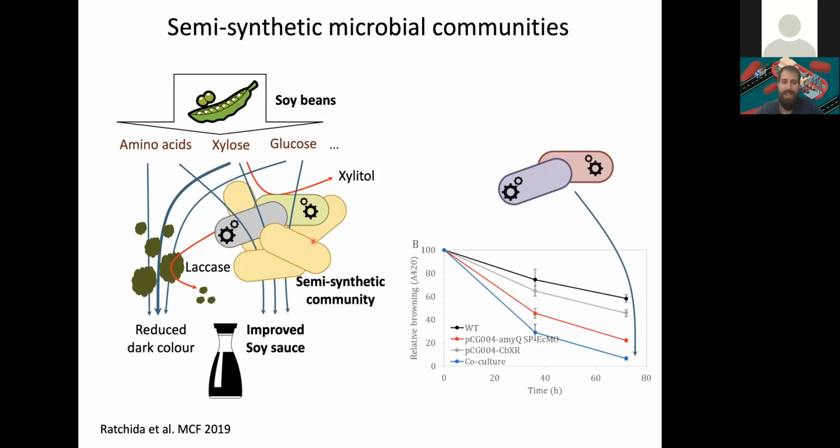And we did that. We generated one type of strain that did one job, another strain that did the other job, and we tested them independently, and we tested a community where the two strains were together. We found that the browning color, or the dark color, was reduced from the wild type to the one with a single modification, the one with the other single modification, and in blue, with the two modifications at the same time, with the co-culture of the two strains, reduced this browning by more than 95%.